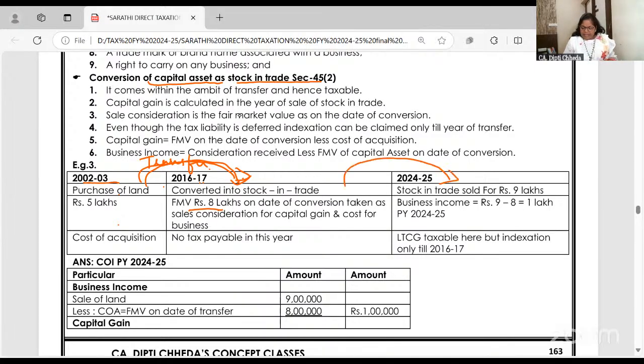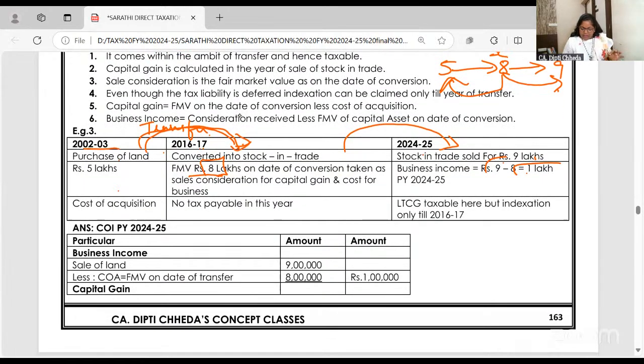Now this business asset is sold in 24-25 for 9 lakh. So the business purchased it at the fair market value. A 5 lakh asset I gave to the business at 8 lakh, and then sold. So 8 lakh is the sale consideration for the capital gain. For business, it was purchased at 8 lakh and sold at 9 lakh, so business income is 1 lakh. And the capital gain, though actually calculated in 24-25, indexation will be only till 16-17, because indexation applies only till the date of transfer. So in 16-17, bye-bye capital asset.